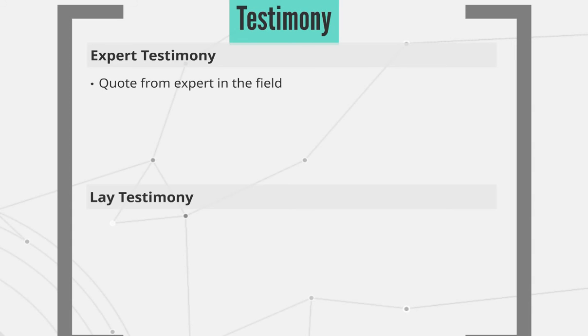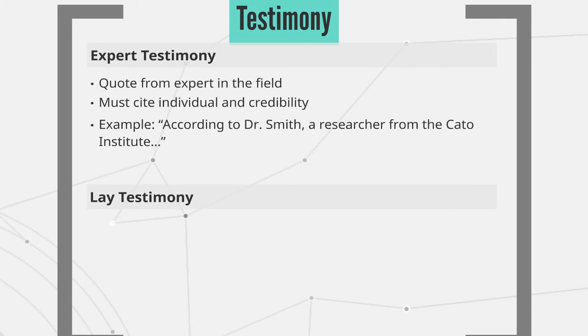If we're talking about maybe the weather, it's a meteorologist, or something scientific, it's a researcher or a professor. When you utilize expert testimony, you want to make sure that you cite the individual and how they're credible. Again, just kind of like what you do for your factual sources in the speech. So here's an example. According to Dr. Smith, a researcher from the Cato Institute. So let's say you're doing a speech on aviation. Your expert testimony might be a pilot.